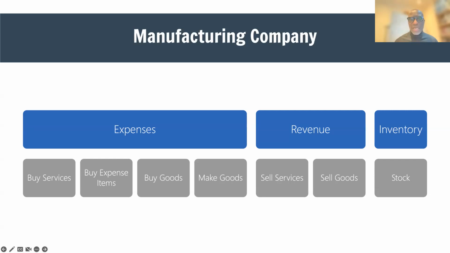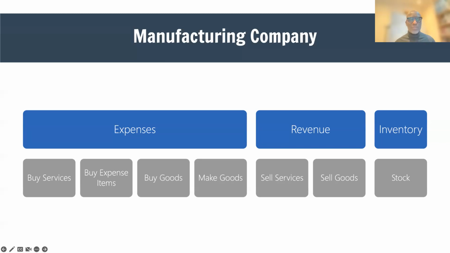And if you have this in mind, it makes it easy for you to understand, when you get into a project, where does it fit in? Is it a manufacturing company? Do they actually make goods and sell goods? Or do they buy goods and sell goods? Or is it a service company?